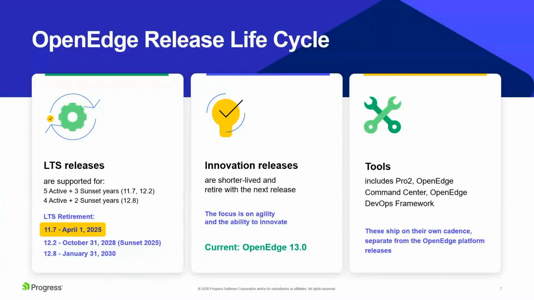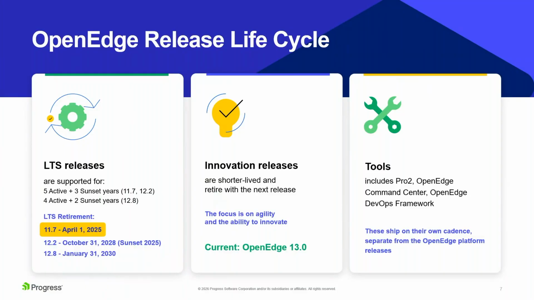Before we dive into features of OpenEdge 13, I want to cover the OpenEdge release lifecycle because it helps to explain how we balance stability with innovation. OpenEdge uses two release models. The first is our long-term support or LTS releases. LTS releases are designed for customers who prioritize stability, compliance, and long-term predictability in their production environments. Examples of LTS releases include OpenEdge 12.2 and 12.8.